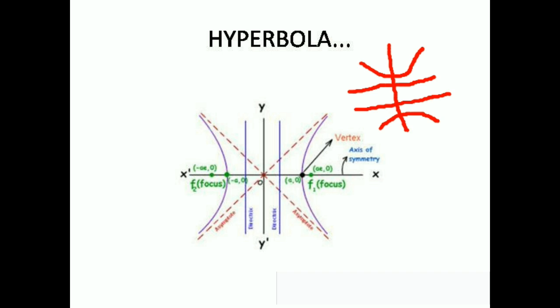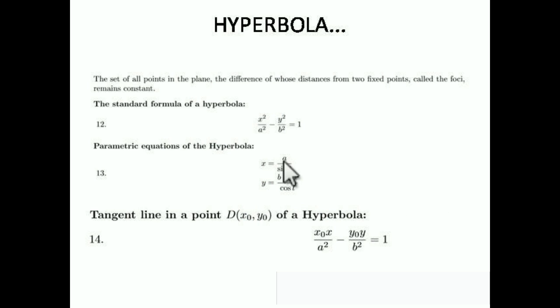Then the other change is in the parametric equation. In the ellipse, the parametric equation is x is equal to a cos theta and y is equal to b sin theta. Whereas in the hyperbola, x is equal to a upon sin t, that means a cosec t, and y is equal to b sin t upon cos t, that means b tan t. So here the parametric equation is x is equal to a cosec t and y is equal to b tan t. These are the parametric equations for the hyperbola.